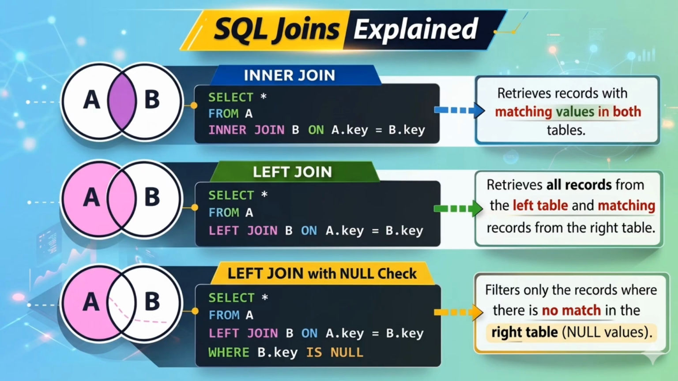And that's it. We covered three important SQL join concepts. Inner join returns only matching records. Left join returns all records from the left table and matches from the right. Left join with null check returns records that exist in the left table but not in the right. Understanding these joins is essential for data analysis, reporting, and database queries.